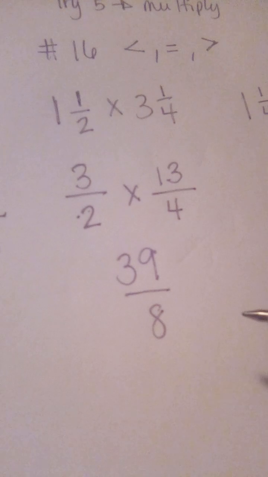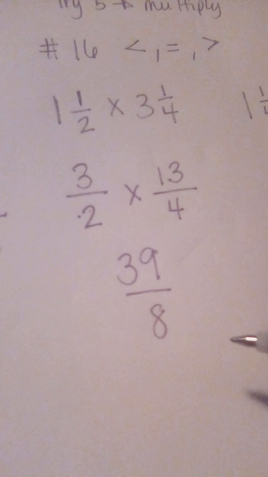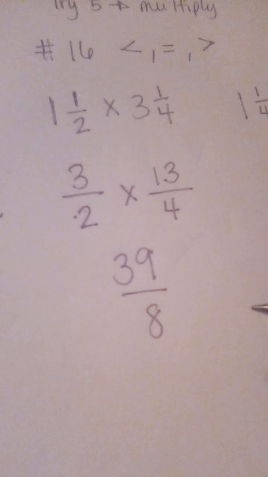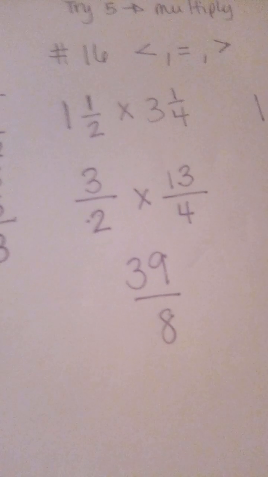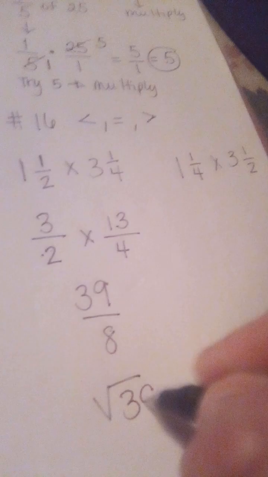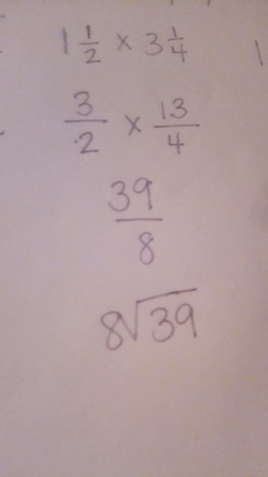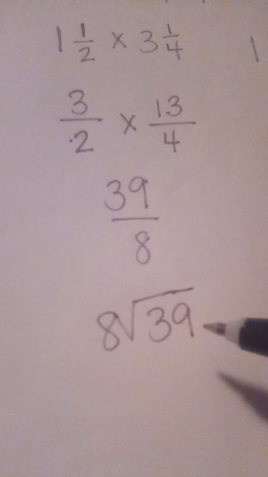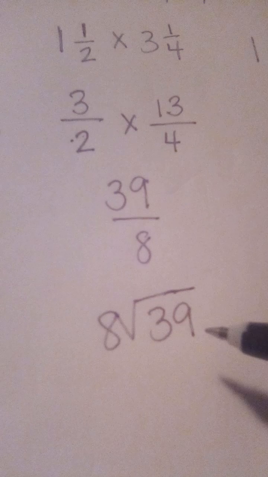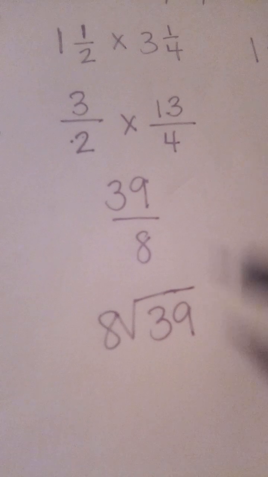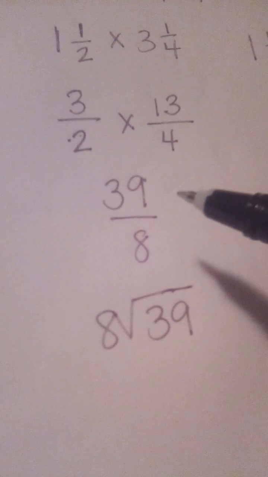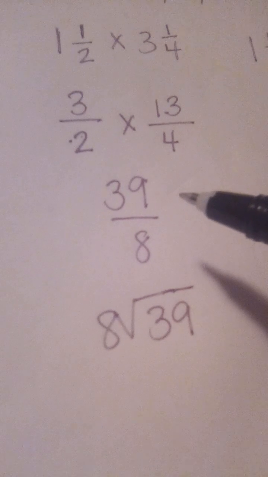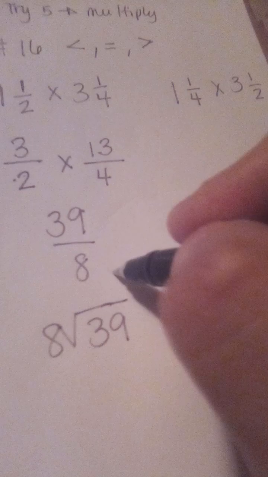Now, we turn this into a mixed number. What goes inside the box? The 39 or the 8? The 39 goes inside the box. Outside the box is 8. Now, we're almost done. Which number is equal to or close to 39 divided by 8? I believe it's 4. Yes, 4.